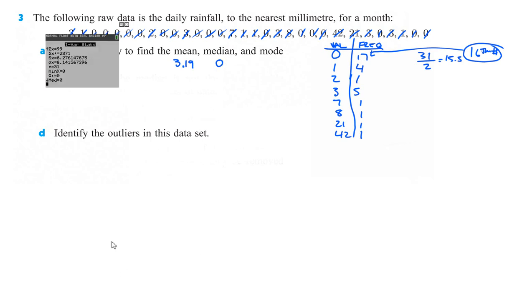Again, a little bit nicer on the graphing calculator or scientific calculator. And then the mode is simply the one that happens the most often, which is definitely 0, because there's 17 of those. Okay?